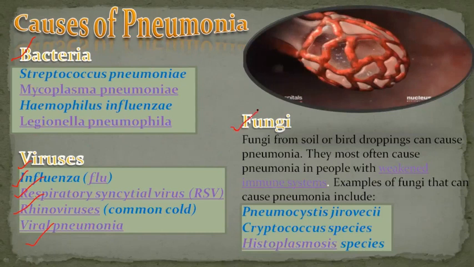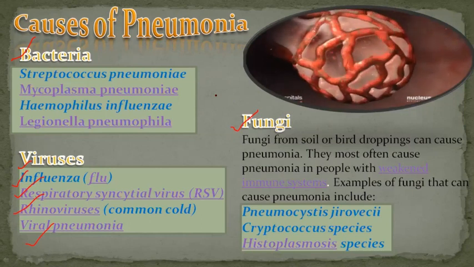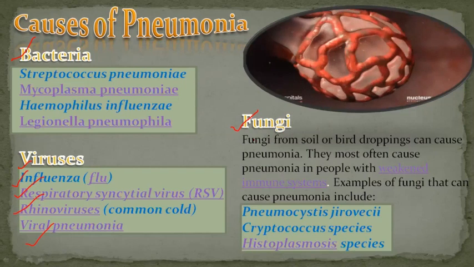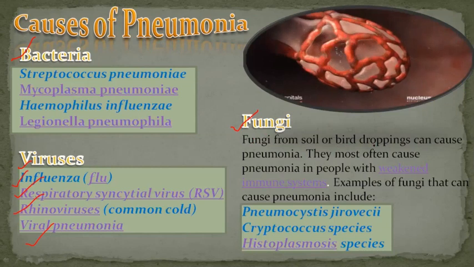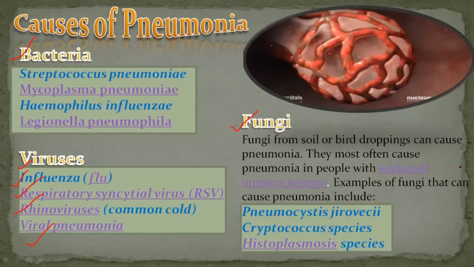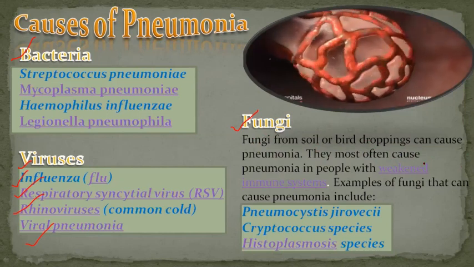Sometimes pneumonia can be caused by other pathogens. A pathogen is any type of microorganism which can have an adverse effect on our body. In that, fungi are also included. Fungi from soil and bird droppings especially, like the excreta of birds, can cause pneumonia. Sometimes it happens that we pass through that area and inhale it with the air, or sometimes we touch those surfaces, and it can go through our mouth.